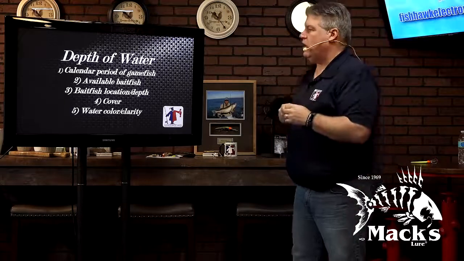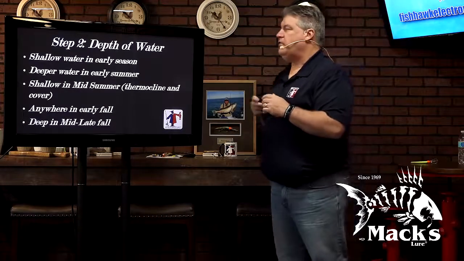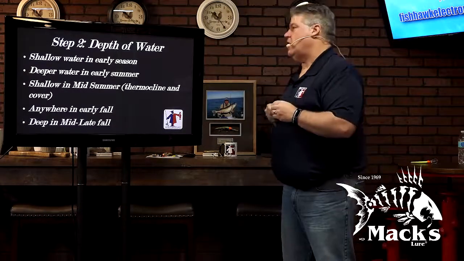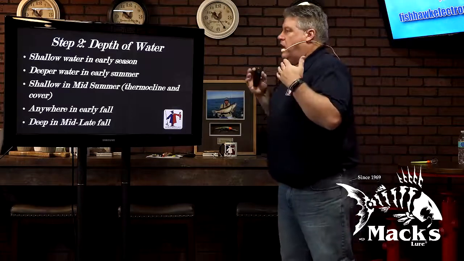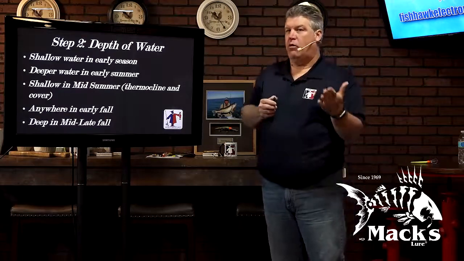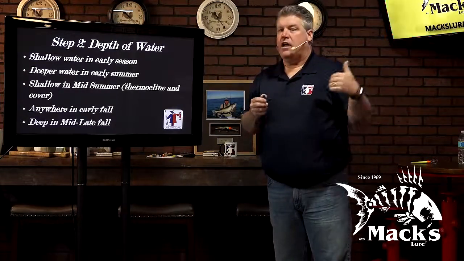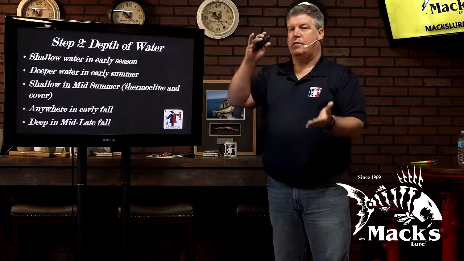So water color and water clarity goes a long way to doing this. Okay, let's talk about a few general rules when we talk about depth of water. Early season, we want to focus on shallow water. And remember that shallow water doesn't just mean the shore out to about 6, 7, 8, 9 feet of water. It also means the top part of the water column in deep water.